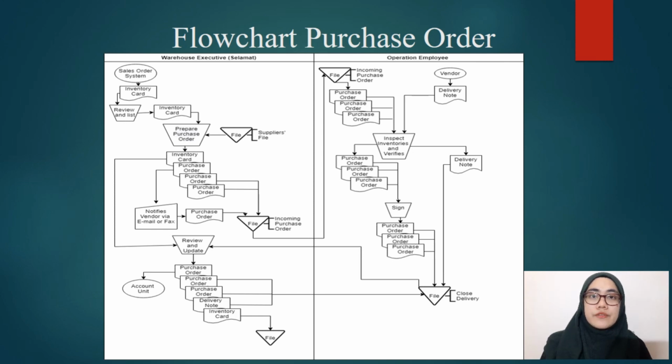Now I'll be presenting the flowchart. So this is the flowchart for purchase order. There are 2 internal entities involved here, which are warehouse executive or Selamat and operation employee.